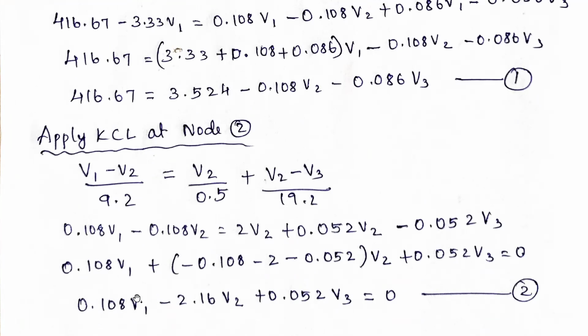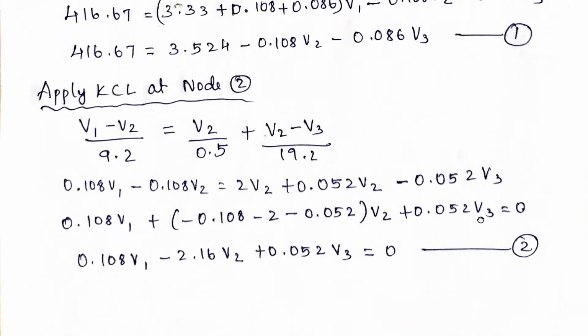But ensure that first you have V1, second V2, and third V3, like V1, V2, V3. Because while solving in the scientific calculator, it will be very easy for you to type the values. That's all. So I'm segregating V1, V2, and V3. After segregating, we'll get the equation as 0.108 V1 minus 2.16 V2 plus 0.052 V3 is equal to 0. Take this as equation number 2.